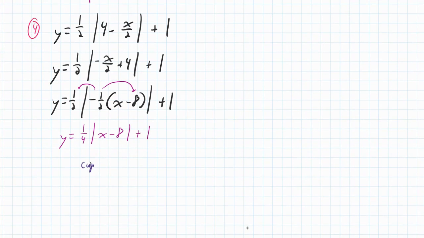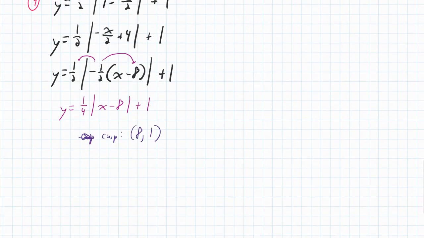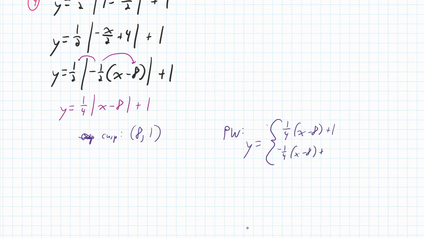Then we look at the cusp, not the cup, but the cusp. Cusp occurs at x equals 8, and when you plug in 8, you get 1 out for y. The piecewise, we're going to go to y equals, I'm going to write 1/4(x - 8) + 1, and then -1/4(x - 8) + 1. But it is very tempting for you to not put the domain restrictions to the right of that. So we have to put the comma. This is when x is to the right of 8, and this is when x is to the left of 8. That same 8 is the one that we use right there. Then we simplify.